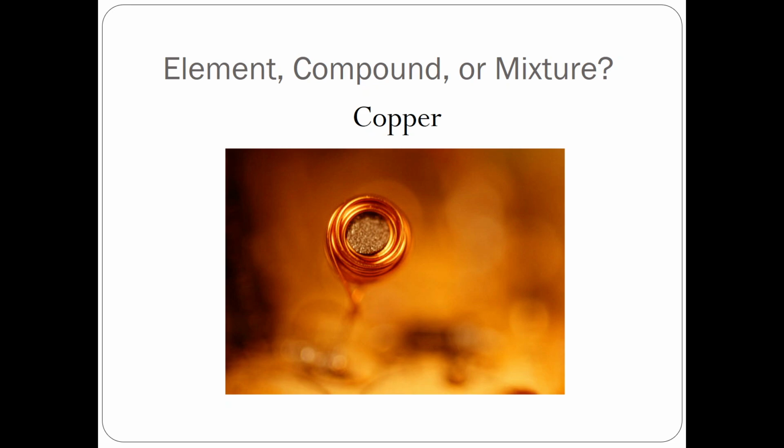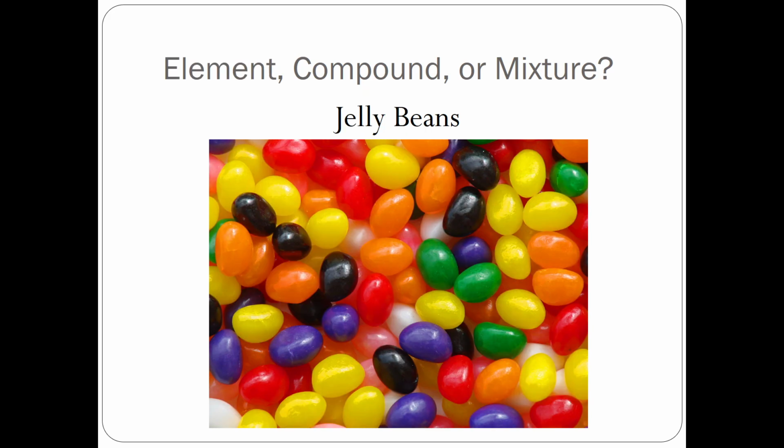Copper. Element. It's an element on the periodic table. Jelly beans. Mixture. These have dyes on them, and each dye has to be different from the other ones. We have dye that changes the color, and we have sugar in it. Sugar is going to be different than the dye, so that tells you there are two different things.